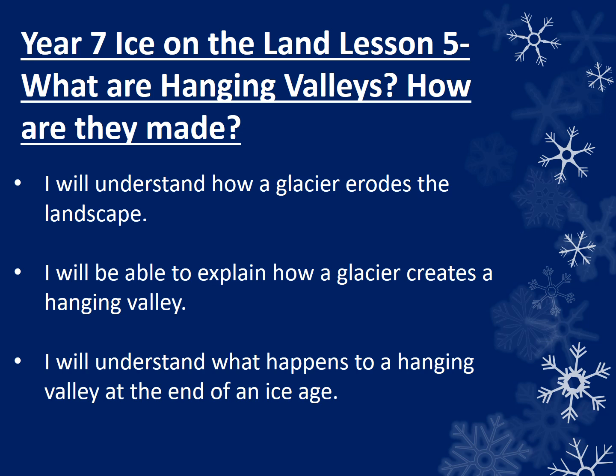Today we are on lesson 5 of our Ice on the Land topic, and we are going to be looking at some features called hanging valleys. So we are going to start by recapping how glaciers erode the landscape. Then we will look at how this erosion creates a hanging valley and what happens to a hanging valley at the end of an ice age.